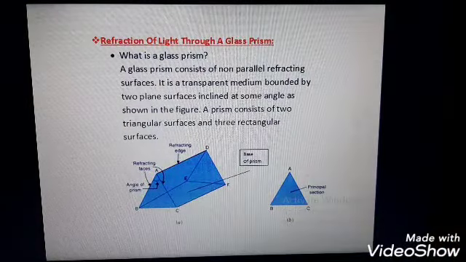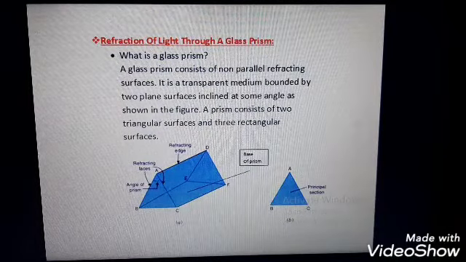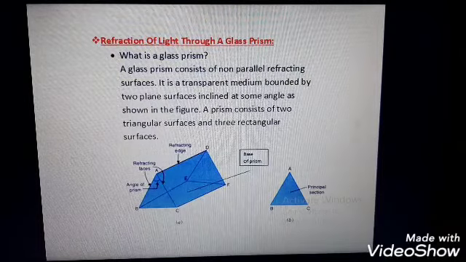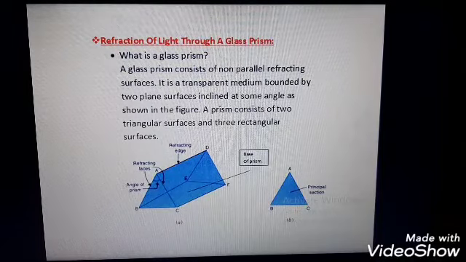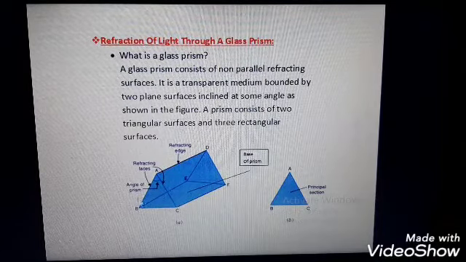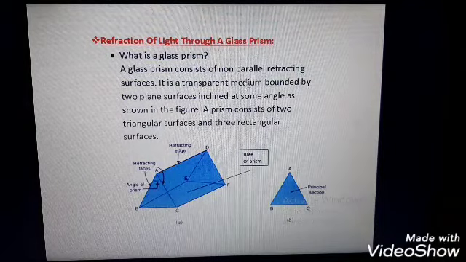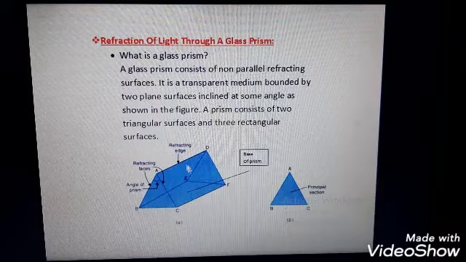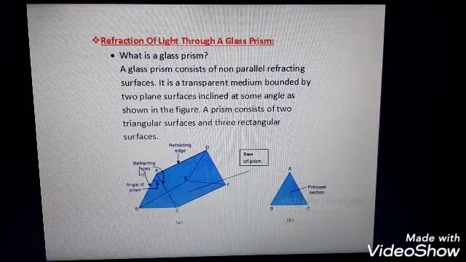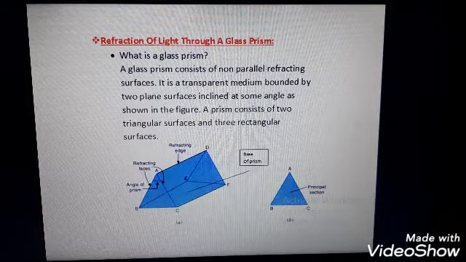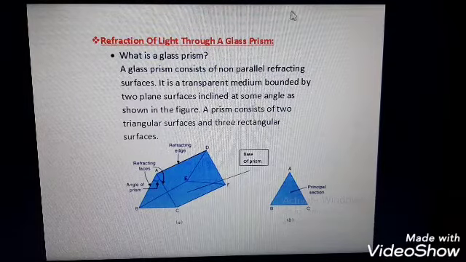What is a glass prism? First we are going to discuss that. Actually, a very suitable example I want to give you is a dome's eraser. You all might be having the dome's eraser. It looks exactly like this figure. Okay, a glass prism consists of non-parallel refracting surfaces. Actually these are the non-parallel ones. It is in the shape of a heart. These are the refracting faces, if you can see here, isn't it?